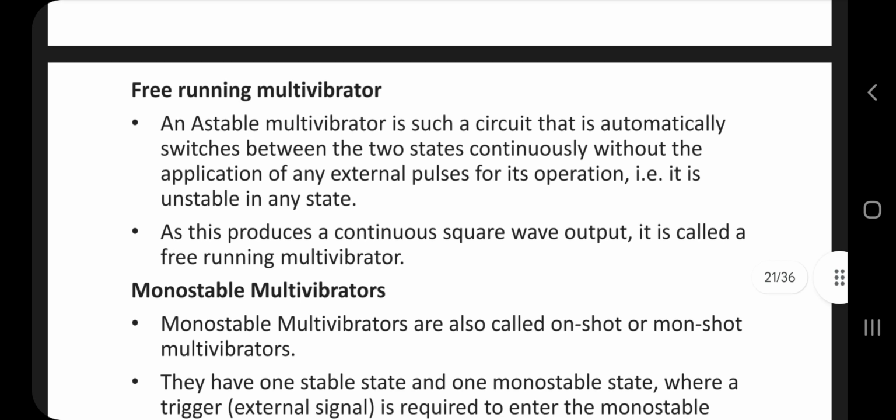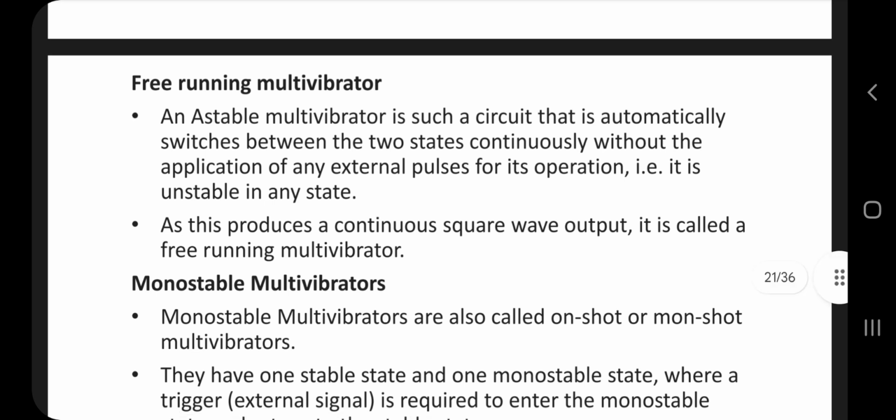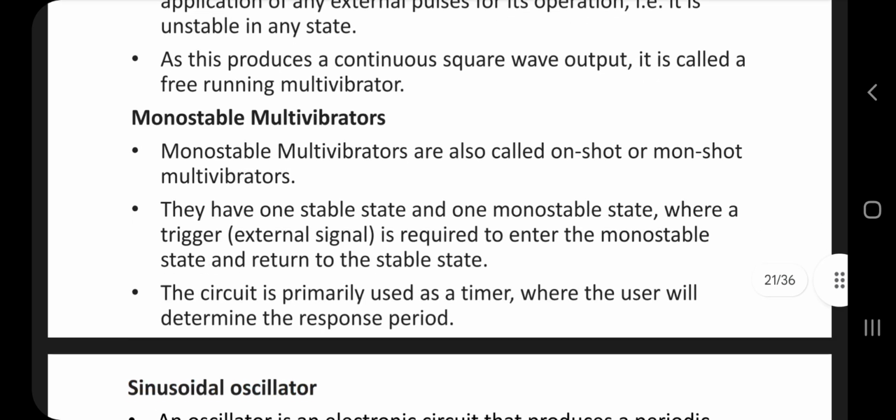What is a free running multivibrator? An astable multivibrator is a circuit that automatically switches between the two states continuously without the application of any external pulses for its operation. That is, it is unstable in any state. As this produces a continuous square wave output, it is called a free running multivibrator.